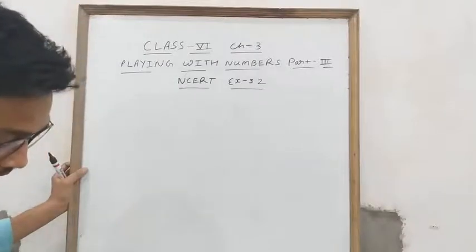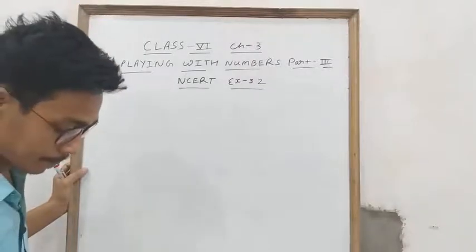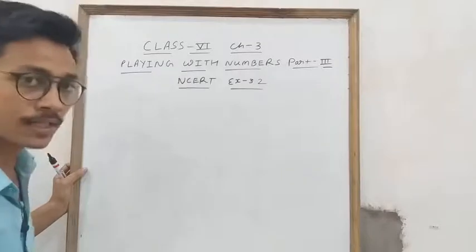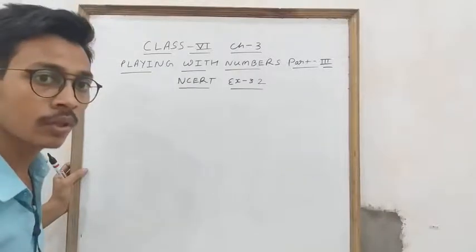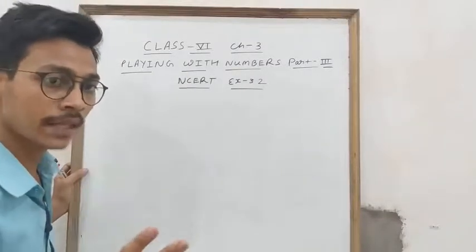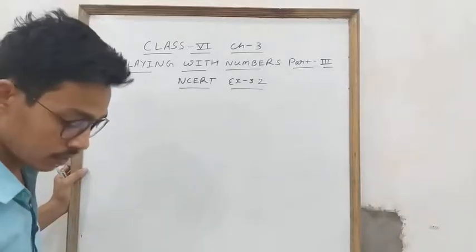Now next question: write down separately the prime and the composite numbers less than 20. Prime number, composite number, everyone knows that a prime number only has two factors and a composite has more than two factors. So you will do it yourself.